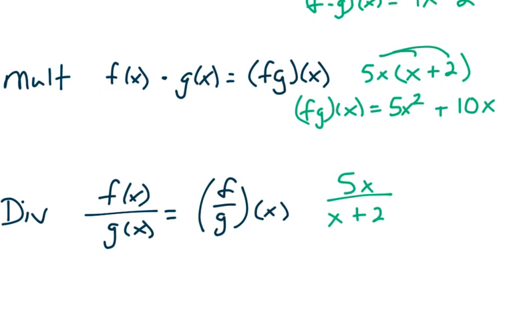I don't really think there's anything there to simplify. If there was, you could go ahead and do that. So let's say, just for example, it was 5x over x. Let's say g of x was just x. Then you can combine that down or simplify that down to just 5.